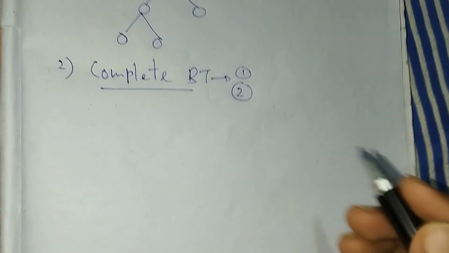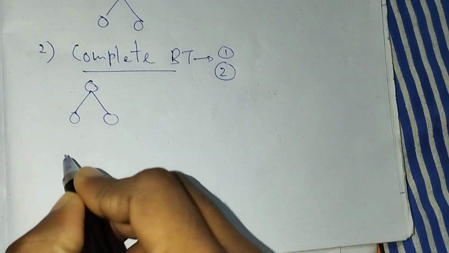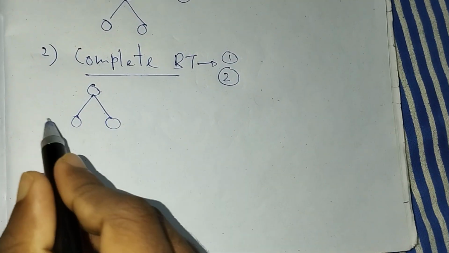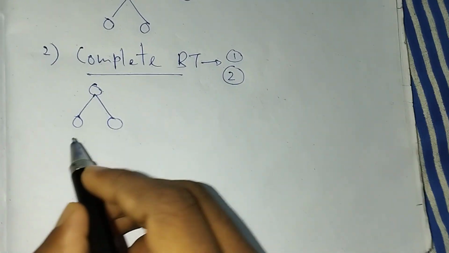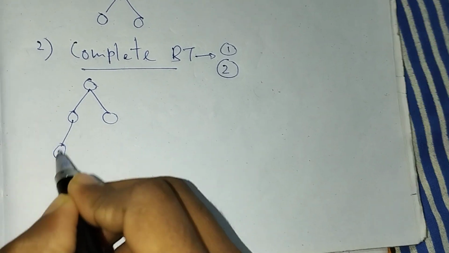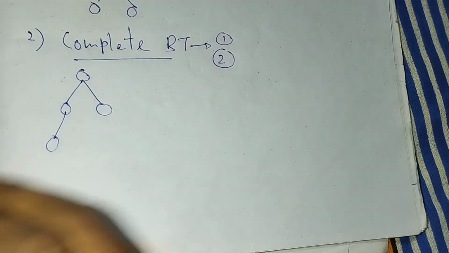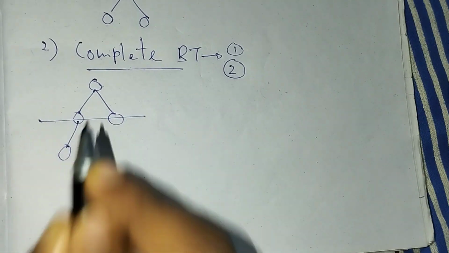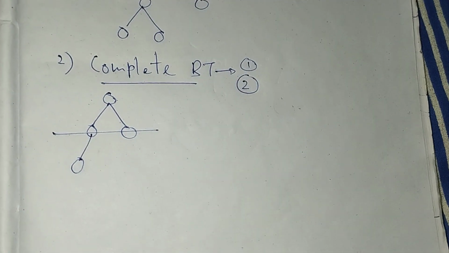Cool. Let me draw a diagram for it so you understand more clearly. Is this a complete binary tree? Indeed it is. All the levels are completely filled, so we don't have to check further. Now, is this a complete binary tree? Yes it is, because all the levels except our last level are completely filled. We can have at most 2 children, and it has 2 children, right? So it is also a complete binary tree.